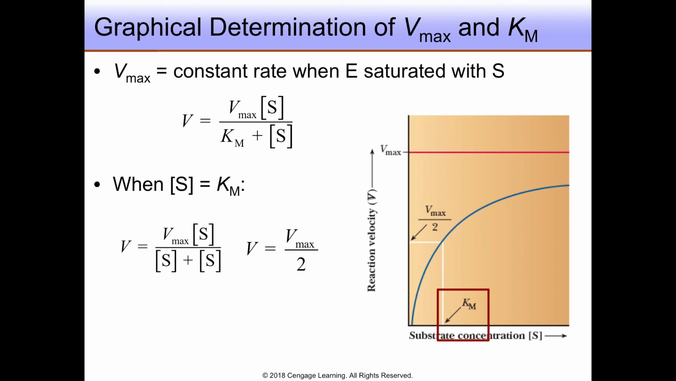The most important thing to take from this lesson is an understanding of how the Michaelis-Menten equation relates reaction velocity to the two parameters, the maximum enzyme speed and the affinity for substrate.